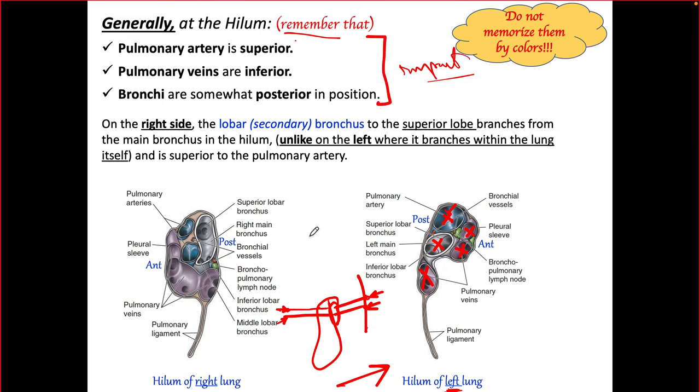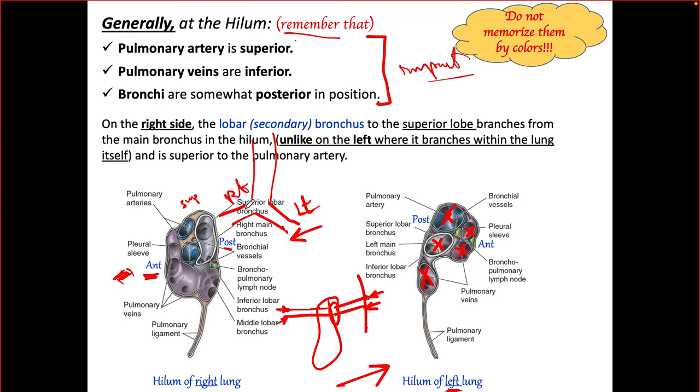But on the right lung, there is a small exception here. What is that exception? Okay, again, this is anterior and this is posterior. Here is anteriorly, and this is superiorly. In the right lung, I said yesterday that the trachea divided into right and left. This is the left, right?